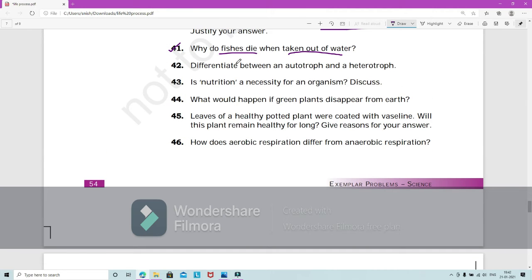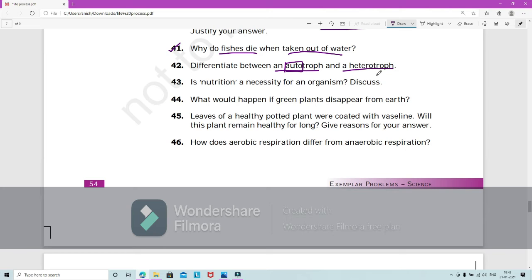Next one. Differentiate between an autotroph and a heterotroph. This is very easy. There are two different types of organisms. In the case of an autotroph, auto means self, right? So these organisms can prepare their own food. The examples are green plants and blue-green algae. And in the case of heterotrophs, these organisms depend on the autotrophs, or you can say they just can't prepare their own food.